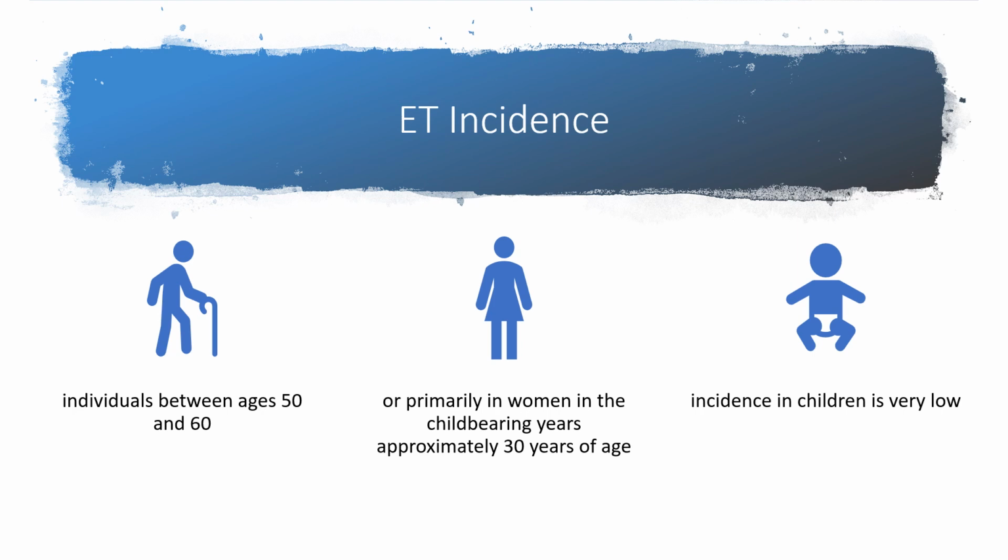The majority of cases occur in individuals between the ages of 50 and 60 years. But a second peak occurs primarily in women in the childbearing years, approximately 30 years of age. ET incidence in children is very low.